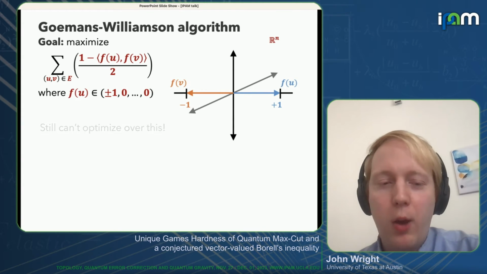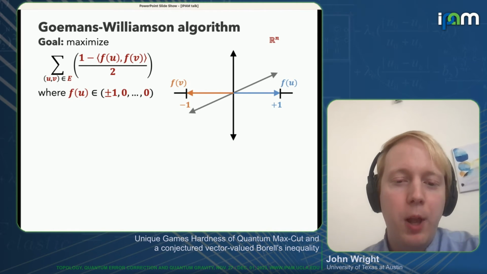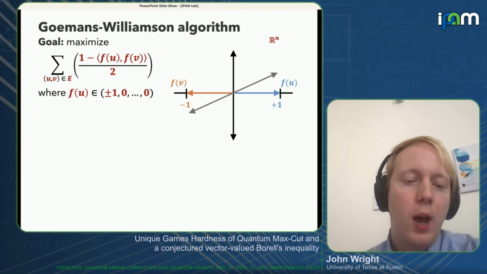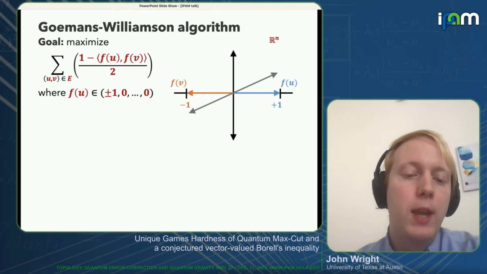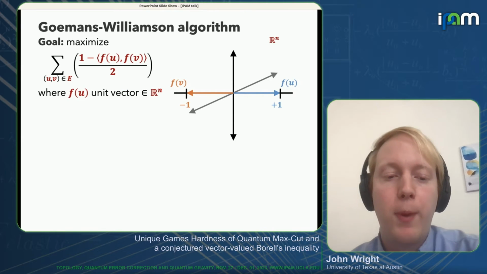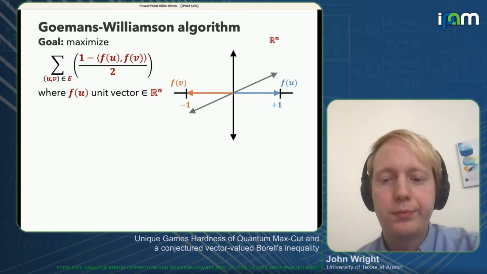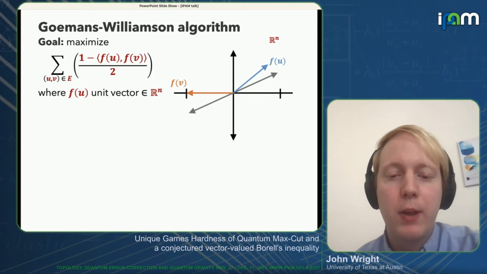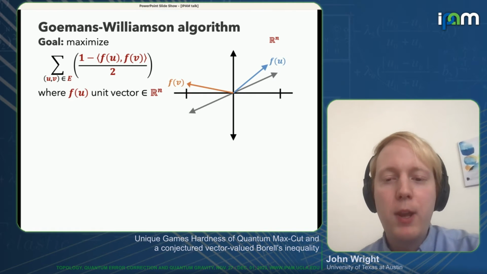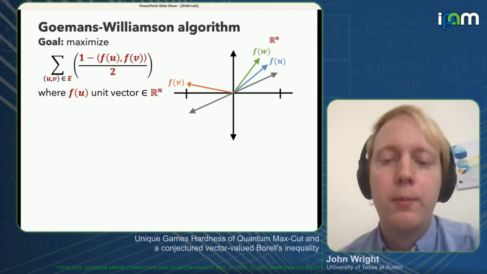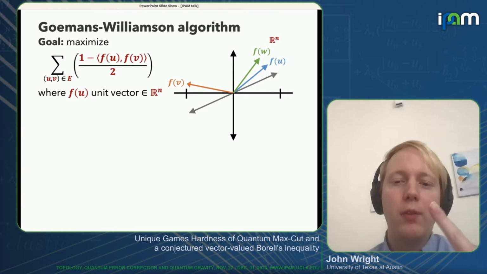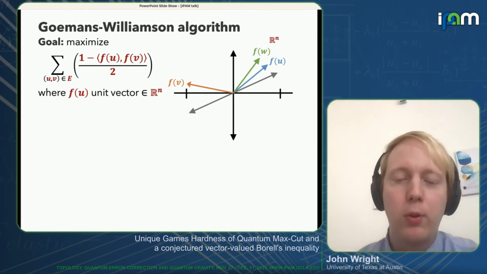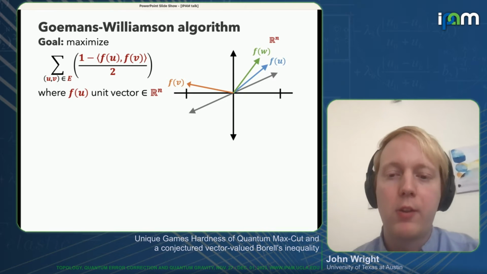But now I'm going to allow one final relaxation. Instead of allowing you only to use the vectors that point to the right or to the left, I'm going to allow you to assign f of u to be any unit vector in n-dimensional space. Any unit vector you want. So maybe the best f_u, you want to put it over here. And then the best f_v, you want to put it over here. Then maybe f_w, you want to put it over here, and so on. Every vector, you want pointing in as opposite a direction as its neighbors as possible. That's what's going to give you the biggest max cut value.